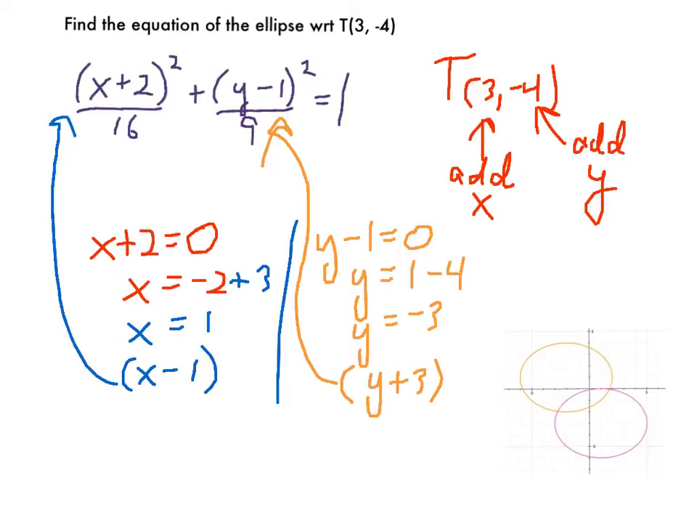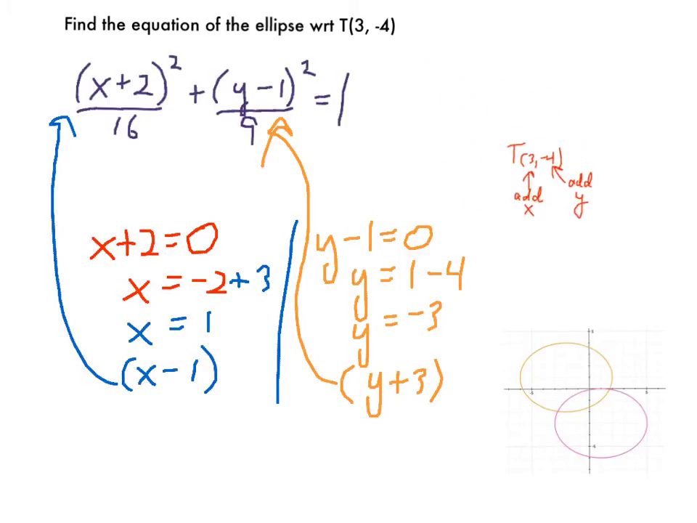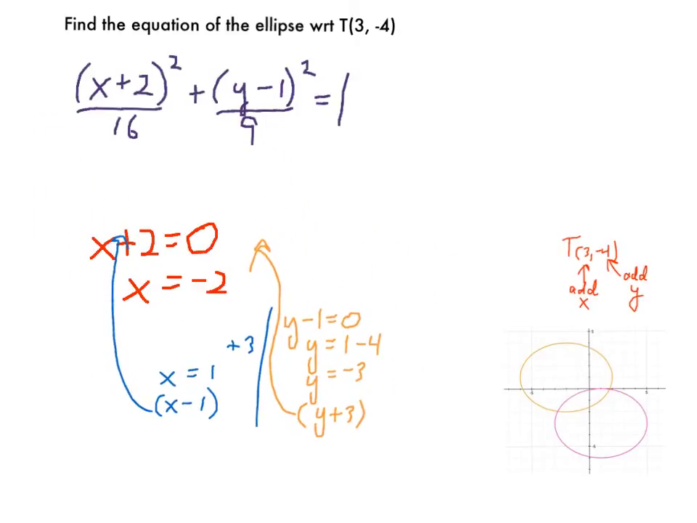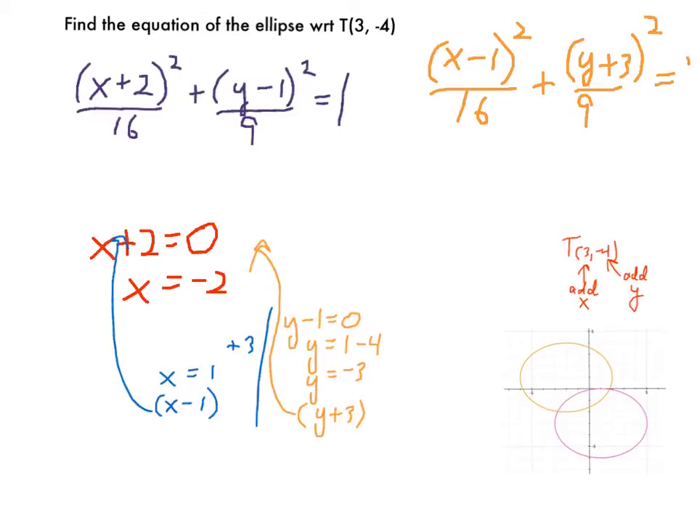Okay, so this is going to be our new equation. We have x minus 1 instead of x plus 2 squared. And again, it's just being translated. It's not changing its shape. So the 16 and the 9, the a squared and b squared don't change. And that will become y plus 3 squared equals 1. And graphically, it would look like this.